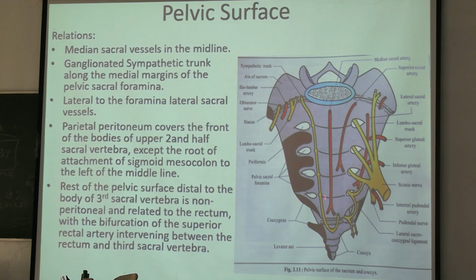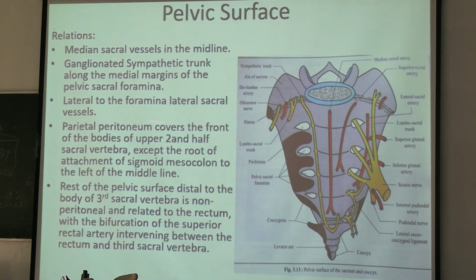Okay, and there is E-shaped origin of the piriformis. This is vertical limb, and these are the transverse limbs of the E. And here is attachment of the coccygeus muscle. Okay, on the pelvic surface. So we will discuss this median sacral vessels in the midline here, ganglionated sympathetic trunk along the medial margin of pelvic sacral foramina. See, this is the medial margin of pelvic sacral foramina. Here lies the ganglionated sympathetic trunk.